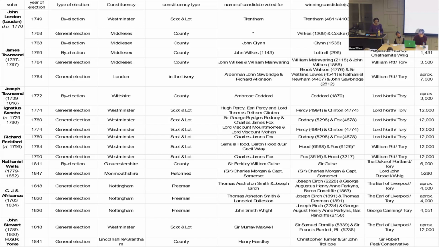The 3 voters who were not MPs were Joseph Townsend, George John Scipio Africanus, and Nathaniel Wells. Joseph Townsend was the younger brother of James Townsend. He was a medical doctor, geologist, and the rector of Pewsey in Wiltshire. He was found to have voted in the Wiltshire by-election of 1772.